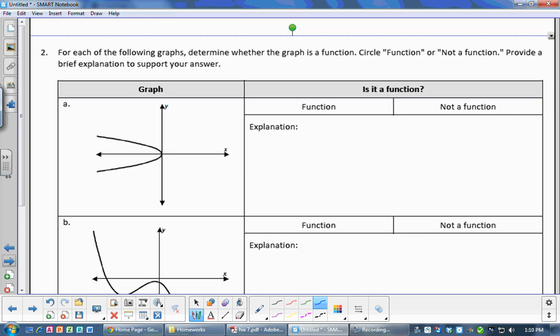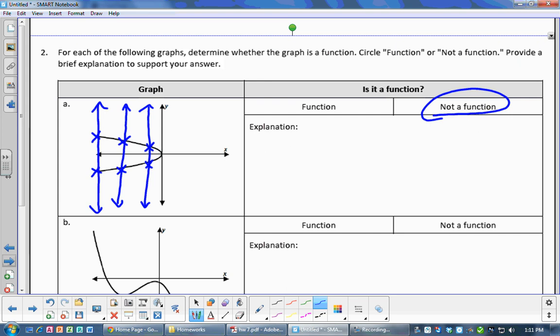For number 2, it says, for each of the following graphs, determine whether the graph is a function, circle function or not a function. Provide a brief explanation to support your answers. Here we're going to use the vertical line test to prove whether it is or is not a function. Vertical line test means we start from the top and go down. We draw more than one line to test the vertical line test on this graph. Here, because we hit it on the bottom and the top per vertical line, that means this is not a function.